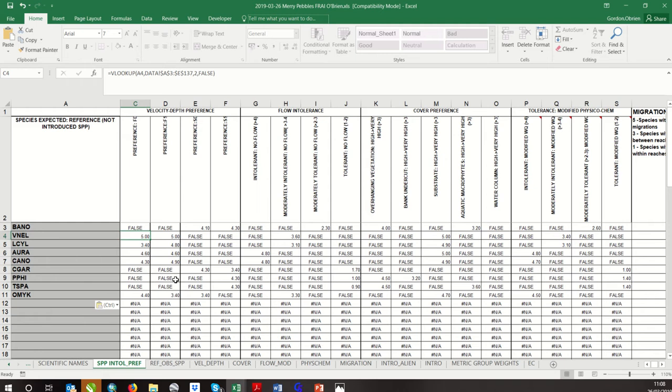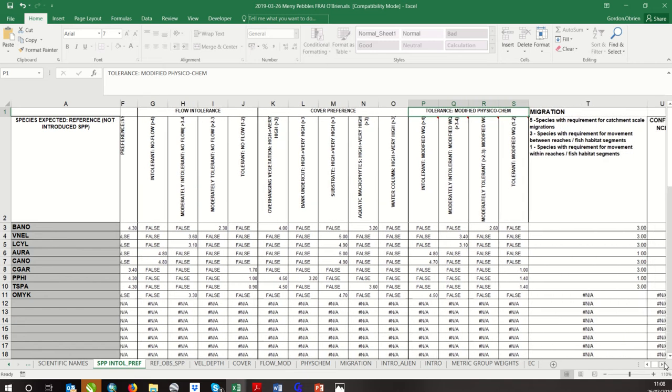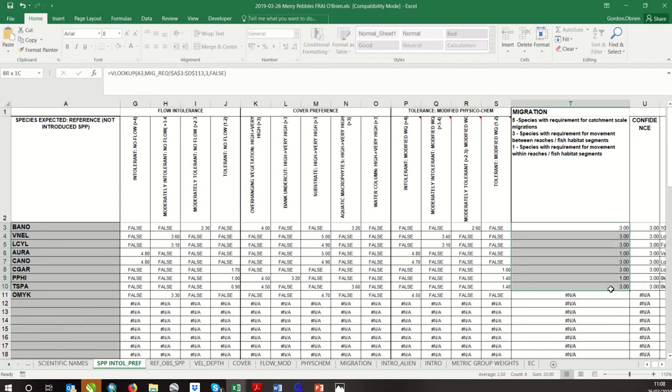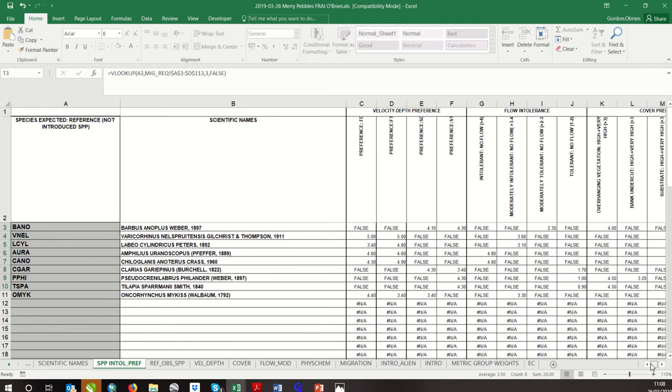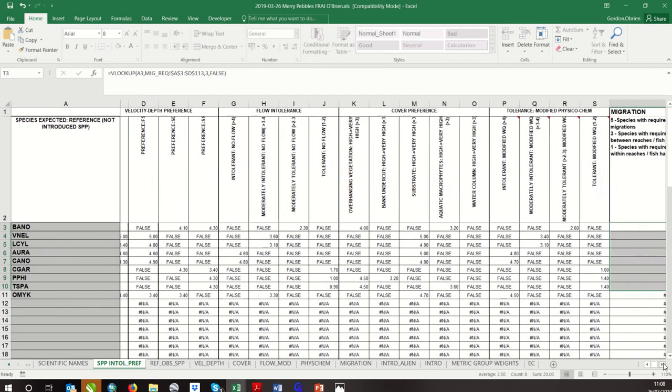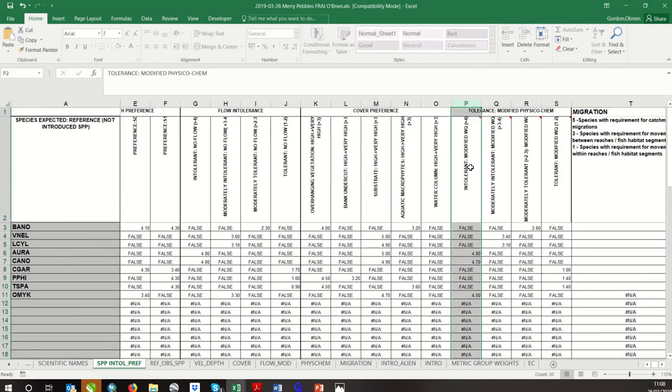So what have we got already? We got some indication of the velocity depth preferences of Anoplis, flow intolerances, cover features, all that, and migratory requirements of some species. And you can see here that some of them have got 3s and 1s. So we've got species that migrate, we've got species that are intolerant of modified water quality. There's 3 species that will respond to modified water quality. And yeah, okay, so we've got a pretty good idea of what we're going to say represents our reference list.